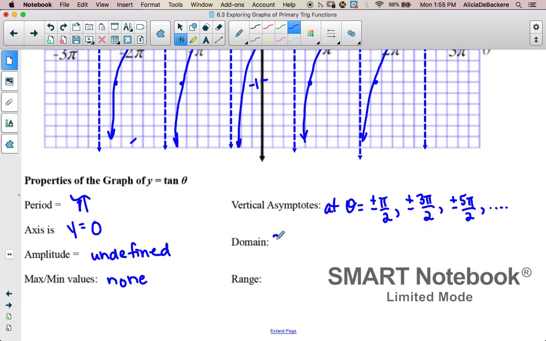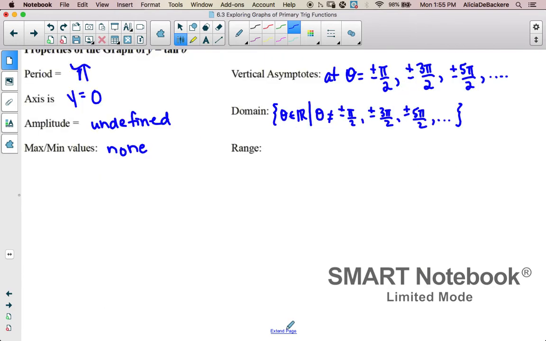So the domain is super complicated for the tan graph. It was nice and simple for sine and cos. Here, theta can be any real number except theta cannot be any of these vertical asymptote numbers. So I'm going to repeat what I did above, and I'm just going to say theta can't be plus minus pi by 2, plus minus 3 pi by 2, plus minus 5 pi by 2, and then comma dot dot dot. Not the best mathematical way to write this. All right, and then how about the range? Well, the range is actually the simple thing for the tan graph. There are no limits to the y values because it goes up and down forever to infinity.